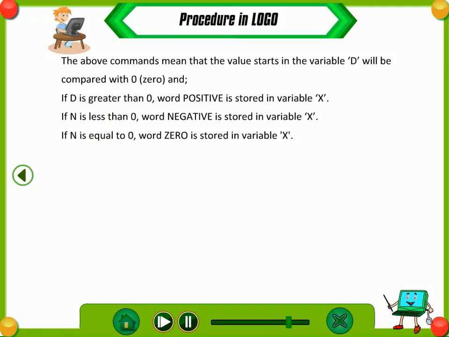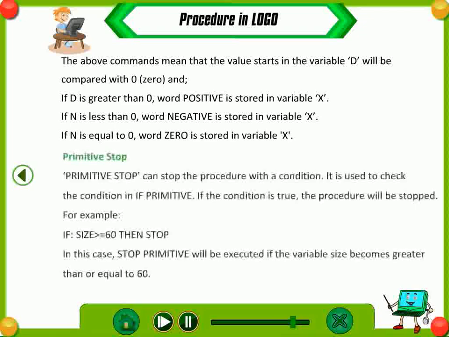The above commands mean that the value stored in the variable d will be compared with 0, and if d is greater than 0, the word positive is stored in variable x. If d is less than 0, the word negative is stored in variable x. If d is equal to 0, the word 0 is stored in variable x.